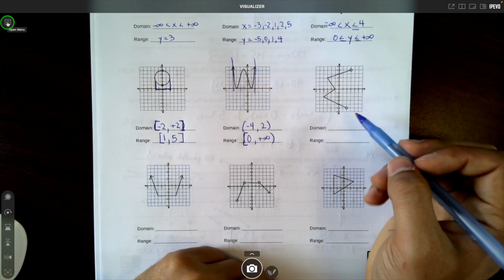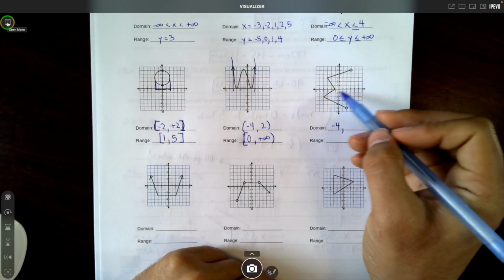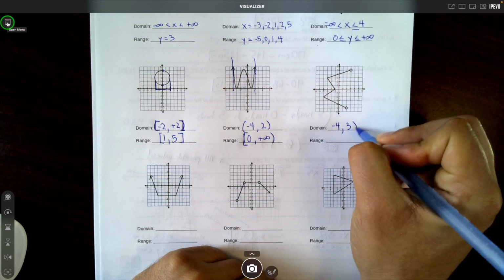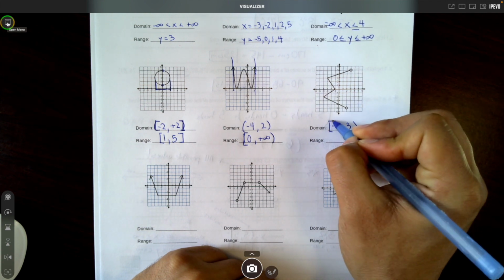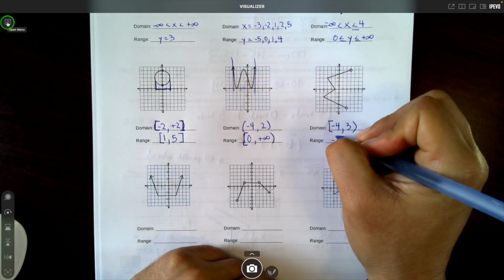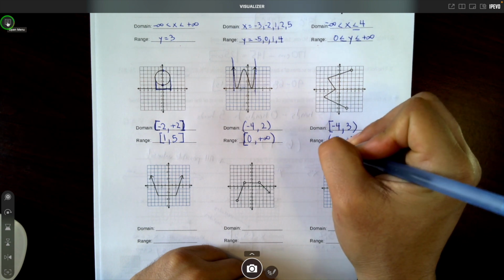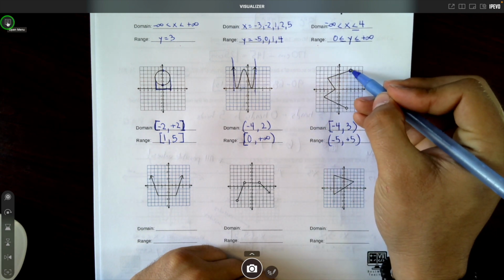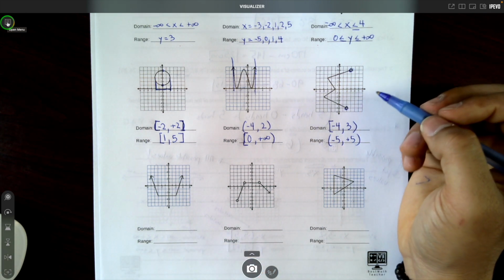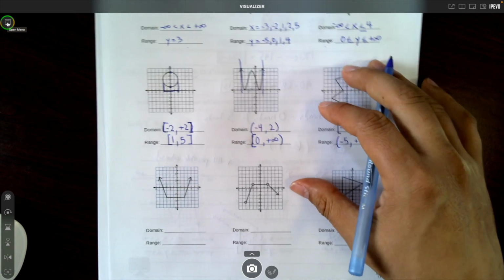Next problem, what's the point all the way to the left? Negative 4. What's the point all the way to the right? 3. Doesn't include 3, but it does include 4. What's the lowest point? Negative 5. What's the highest point? Positive 5. Doesn't include the endpoints because notice that these are open circles. The lowest point is an open circle. The highest point is an open circle. So that just means it's a hole. It doesn't reach it. It gets to it, but it doesn't actually reach the point.